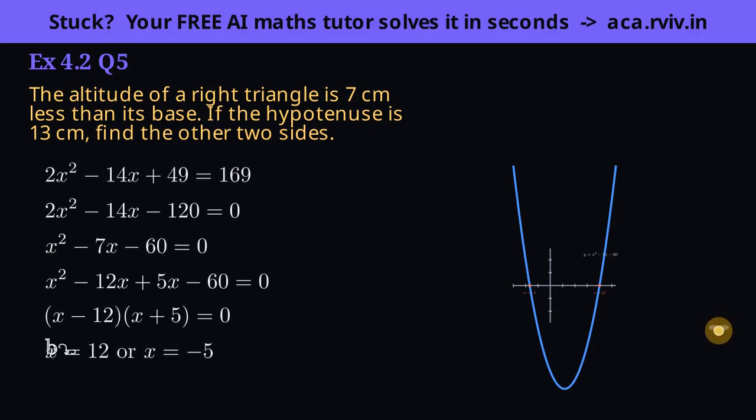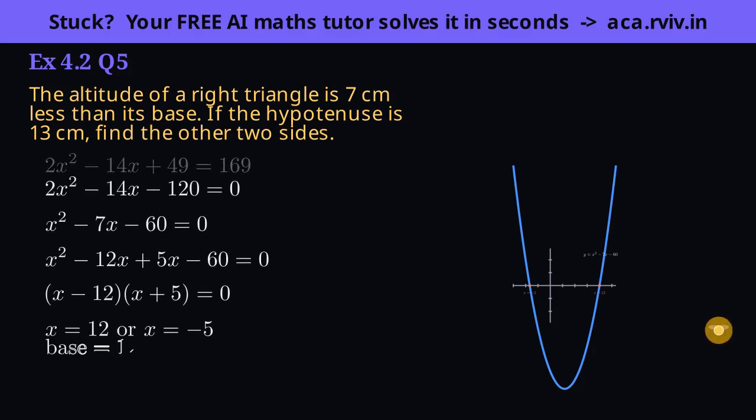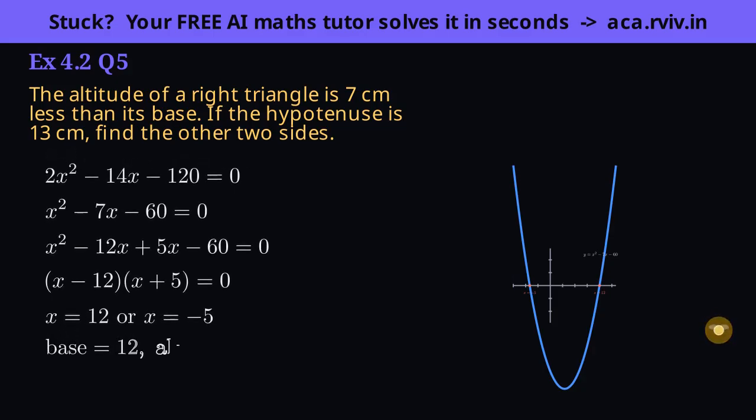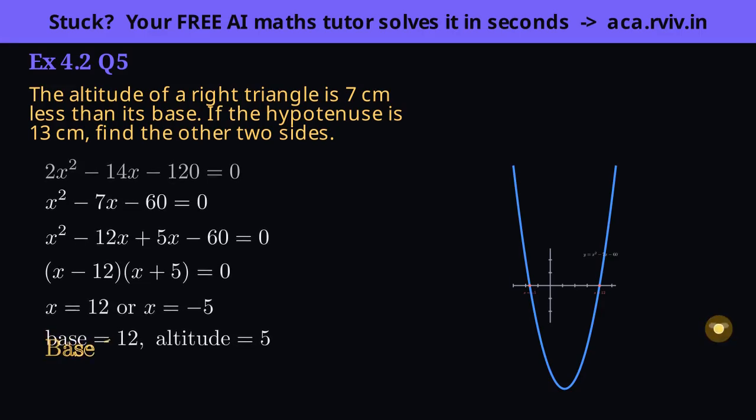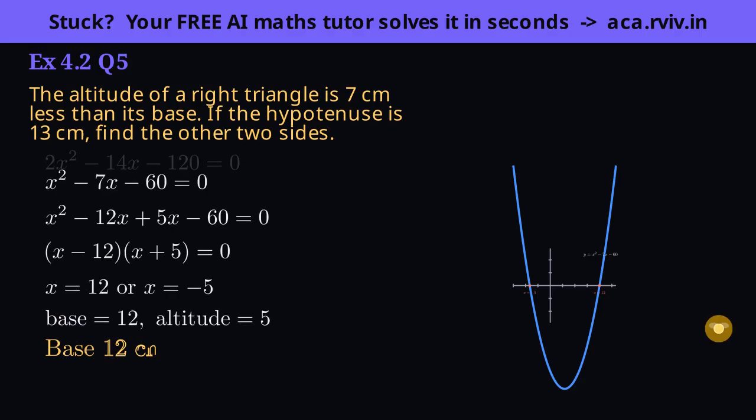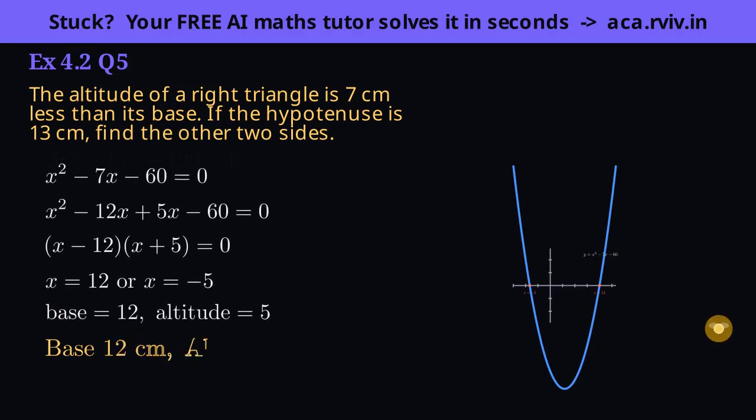A side length can never be negative, so reject minus 5. The base is 12, and the altitude is 12 minus 7, which is 5. The technique to remember: Pythagoras is the standard bridge from a geometric right triangle picture to a solvable quadratic. And as always with lengths, discard the negative root. A physical side can't be negative.